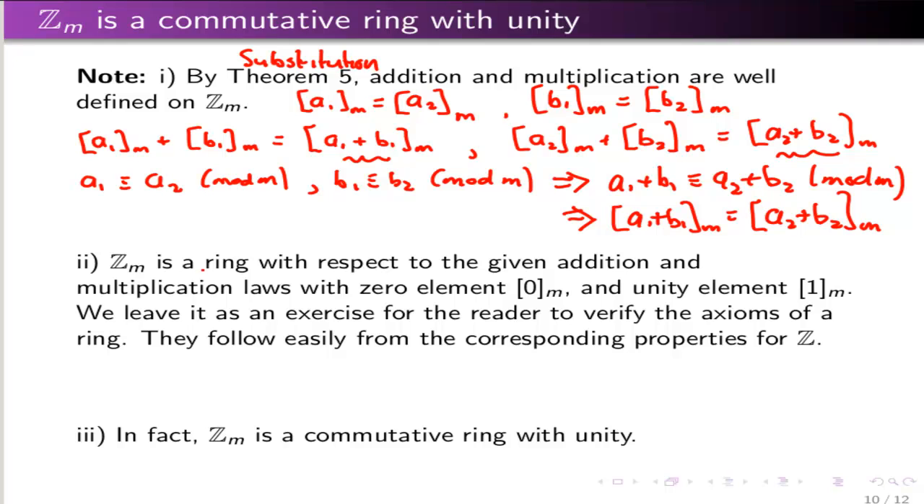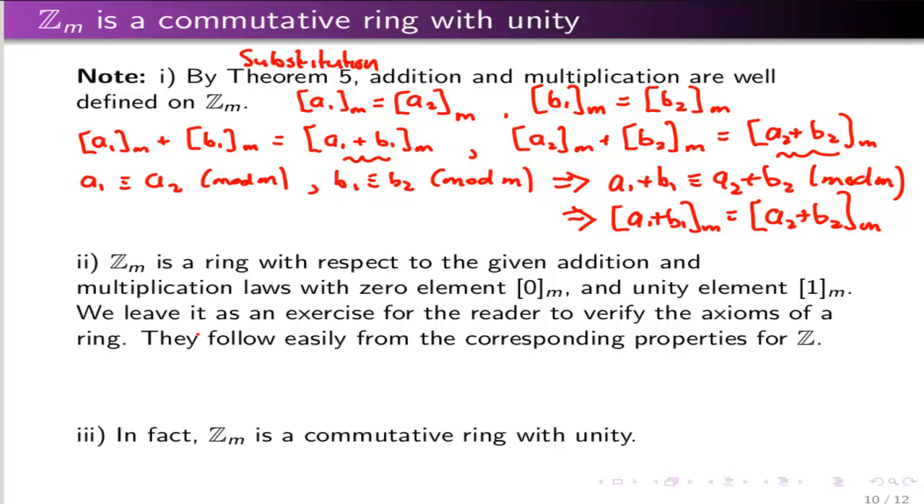We have a well-defined addition and multiplication. It's a ring with a 0 element being the residue class containing 0. It has a unity element 1. And I'll leave it as an exercise to actually verify the different axioms for a ring. They follow immediately from the corresponding properties for the integers.